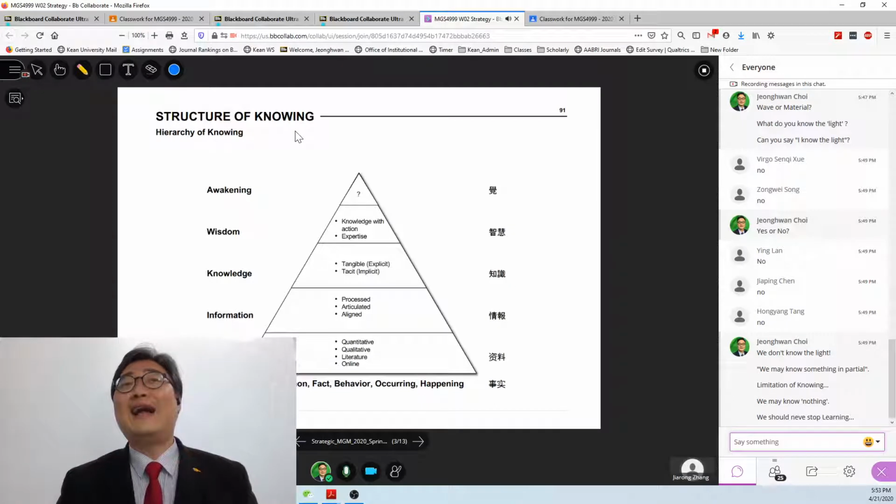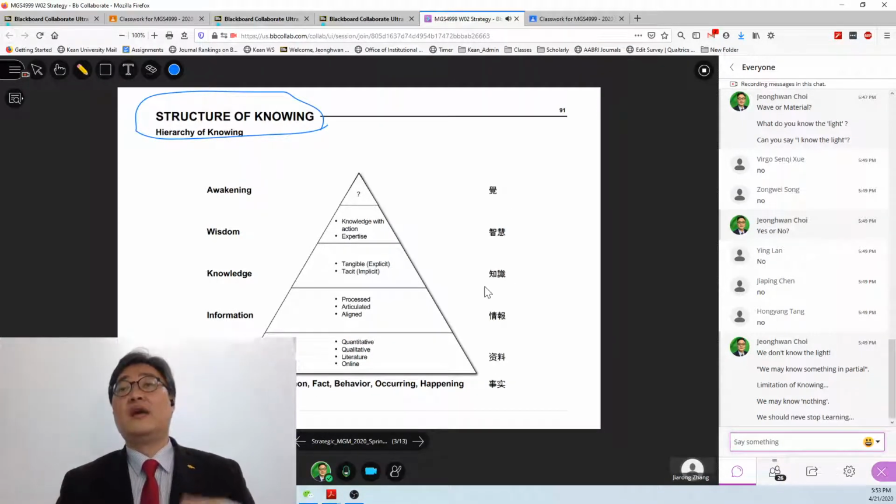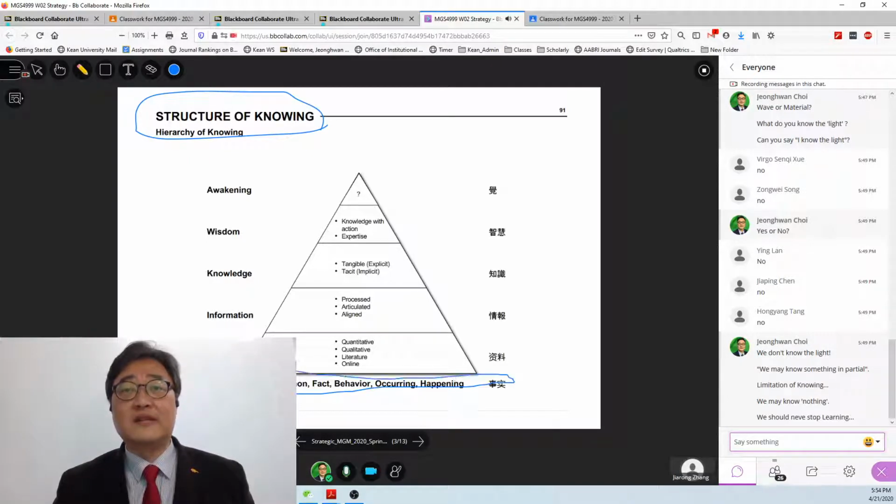Knowledge, or knowing, is not simple. But let's try to understand what knowing is. This is the structure, or hierarchy, of knowing. Knowing is the process of understanding and interpreting a certain fact, something that is happening outside in the world, like a social phenomenon. There must be a fact, a truth, a behavior, something occurring. We call this a fact.